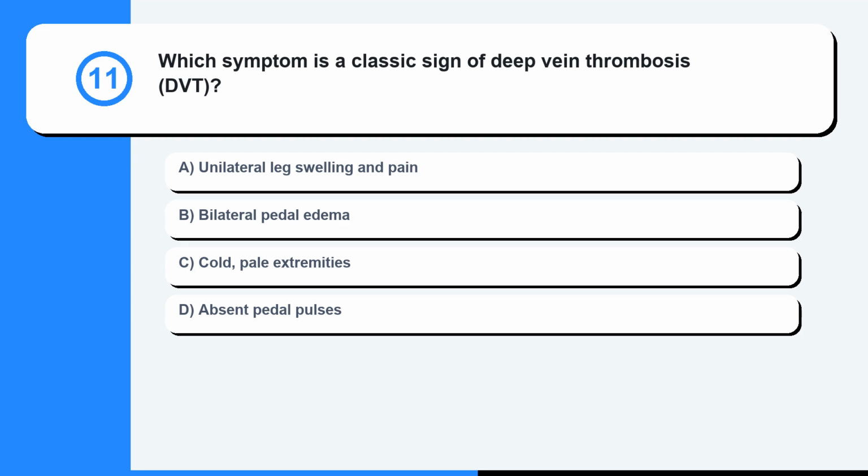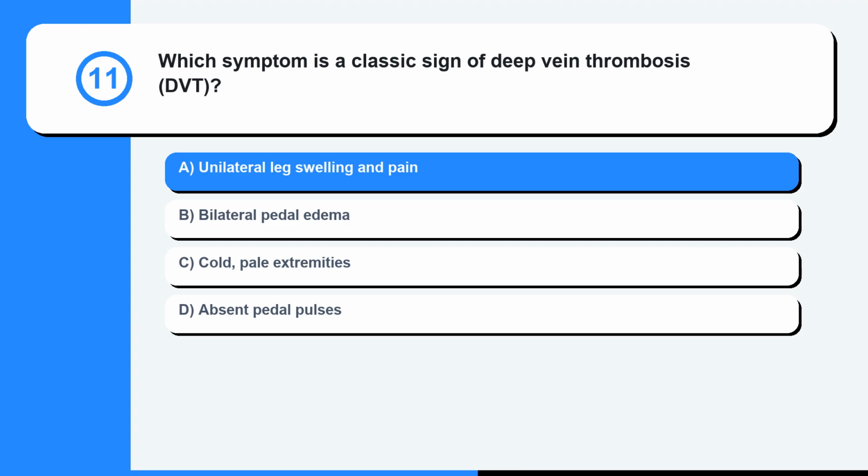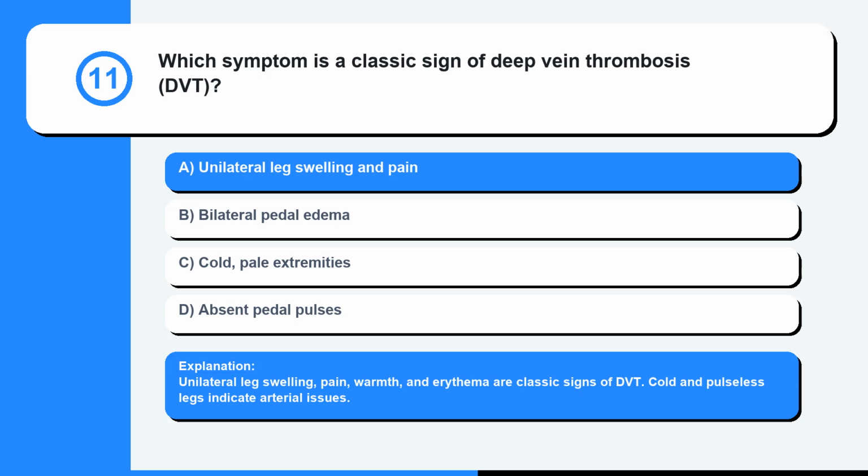Question 11. Which symptom is a classic sign of deep vein thrombosis, DVT? A. Unilateral leg swelling and pain. B. Bilateral pedal edema. C. Cold, pale extremities. Or D. Absent pedal pulses. The correct answer is A. Unilateral leg swelling and pain. Unilateral leg swelling, pain, warmth, and erythema are classic signs of DVT. Cold and pulseless legs indicate arterial issues.